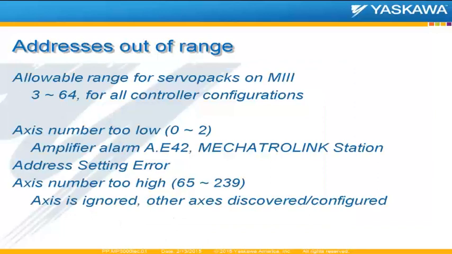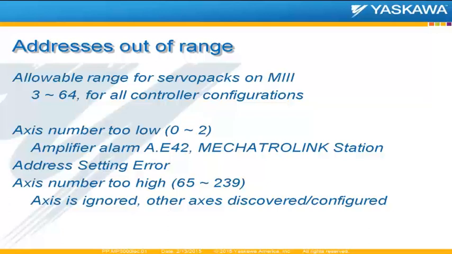So for all Mechatrolink 3 controllers, MPiec controllers, the allowable address range is from 3 to 64. Doesn't matter how many devices your controller is configured to support, it'll still accept addresses in this range. Doesn't matter if you're only configured to allow 8 or if you can have 62.